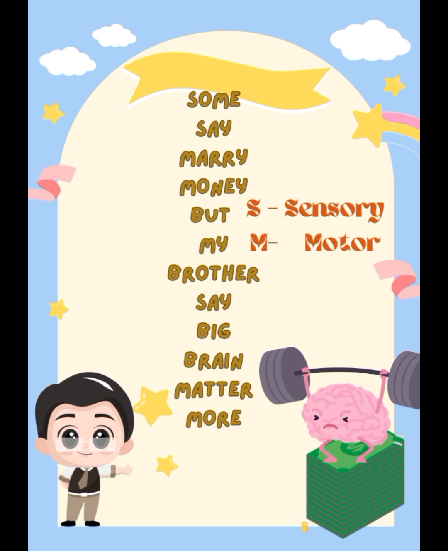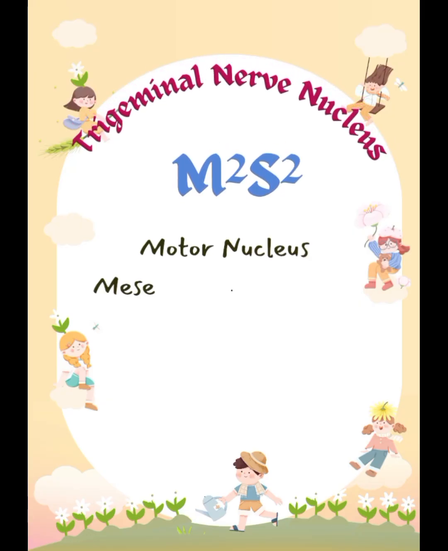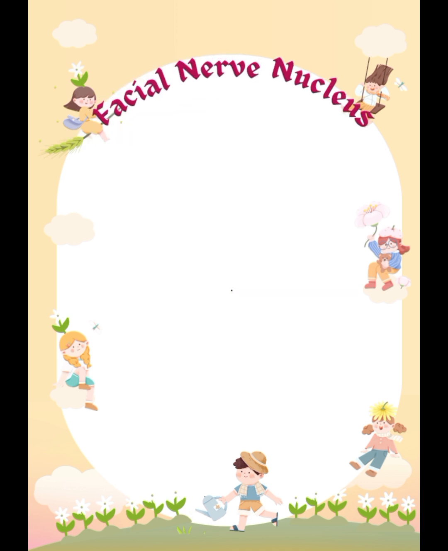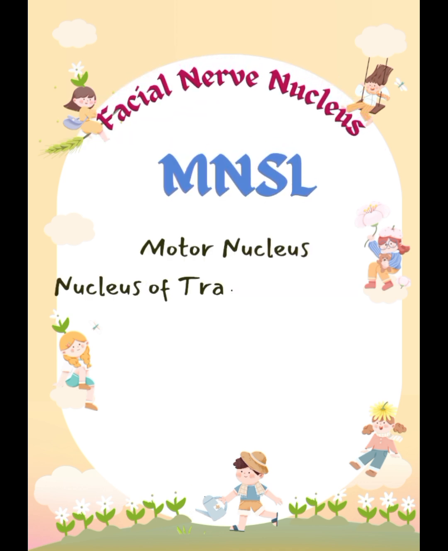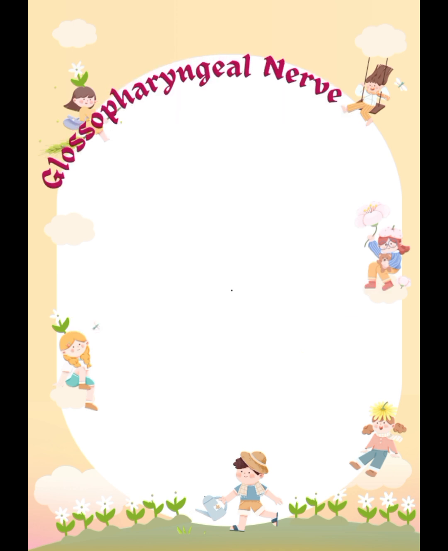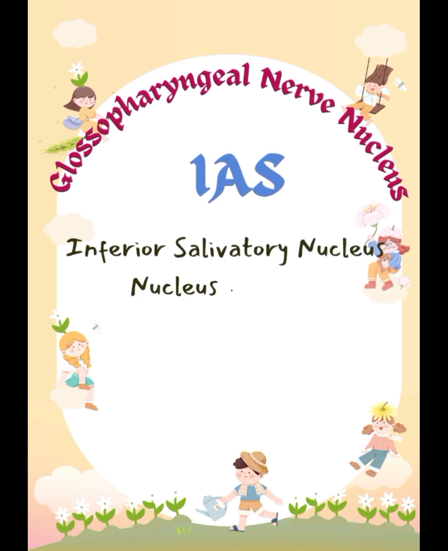First is trigeminal nerve. For that there is an easy mnemonic, M square S square. What is M? 2M, motor and mesencephalic. 2S, sensory and spinal. For facial nerve, MNSL is the mnemonic: motor, nucleus of tractus solitarius, superior salivatory nucleus, and lacrimatory nucleus. For glossopharyngeal nerve, the mnemonic is IAS: inferior salivatory, nucleus ambiguus, and nucleus of tractus solitarius.